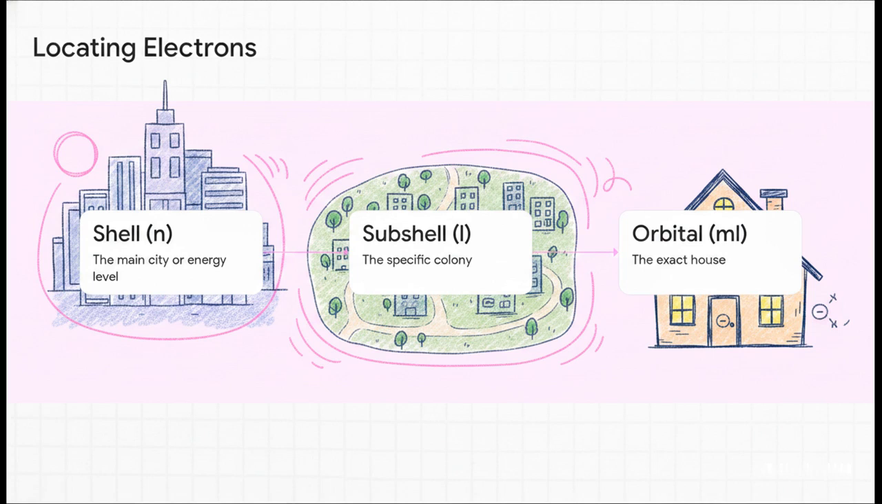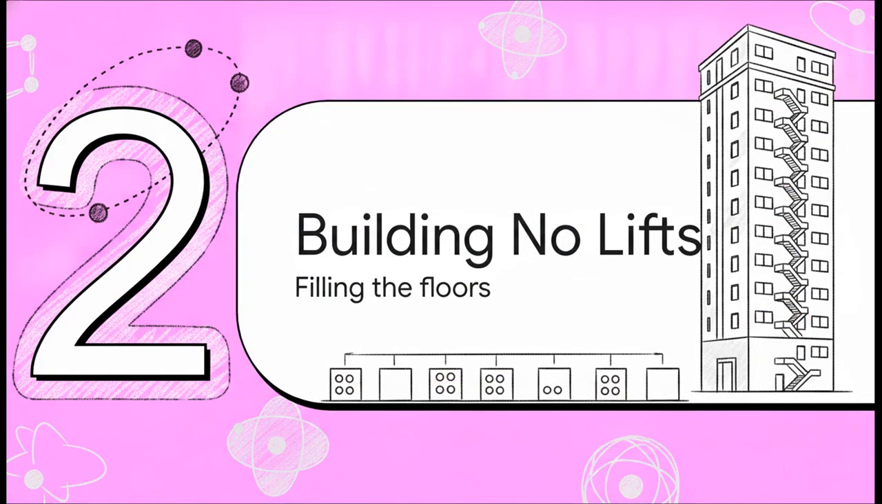Step 2, you zoom into their specific neighborhood or colony. That's the subshell, like S, P, D, or F. And finally, Step 3, you literally knock on the door of their actual house. And that's the orbital. This is the spot where the probability of finding your electron is the absolute highest. It's literally an exact address system. Moving right along to Section 2, the building without lifts.